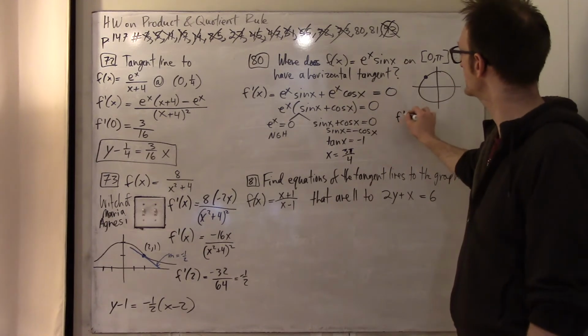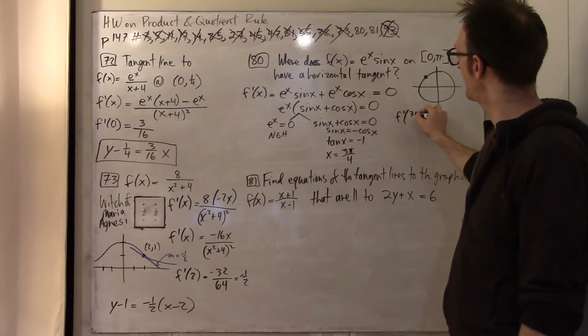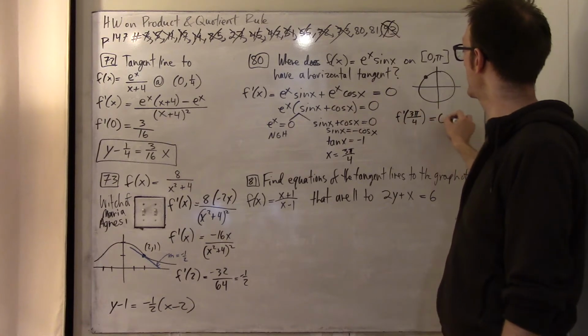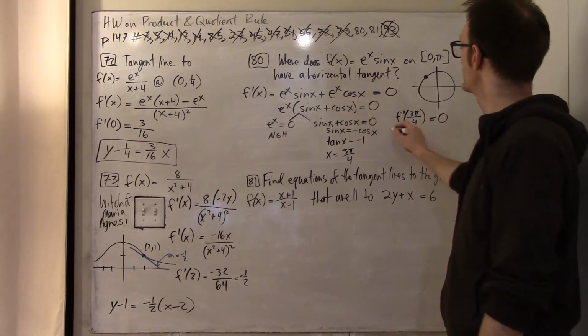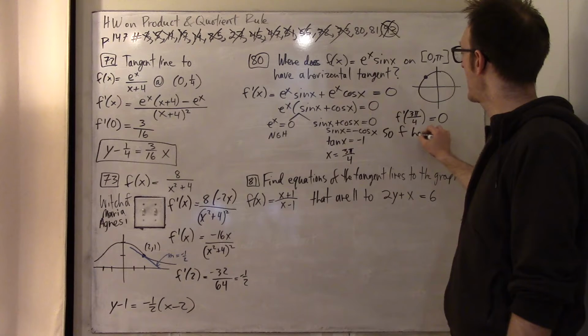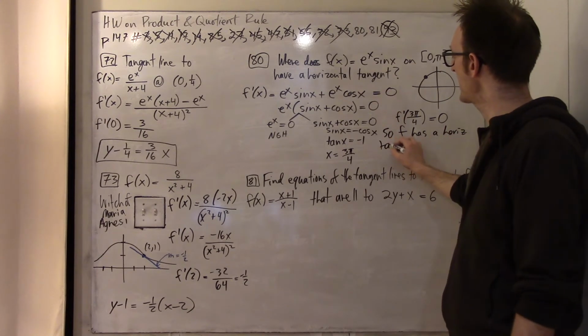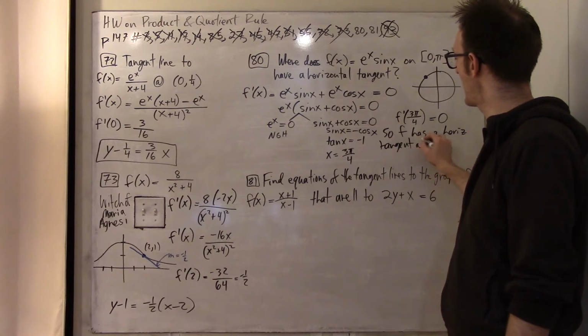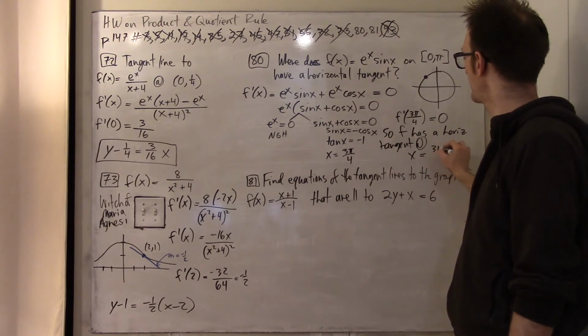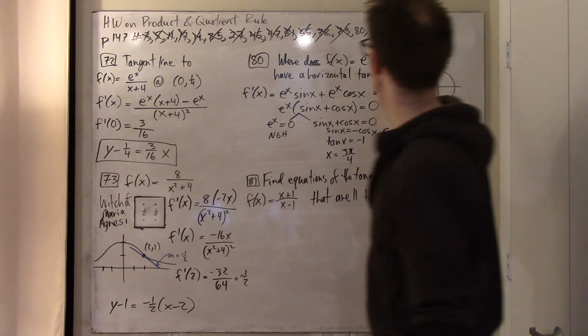So summarizing, the derivative at 3 pi over 4 is 0. Just plug it in and check. So f has a horizontal tangent at x equals 3 pi over 4. Okay, that was number 80.